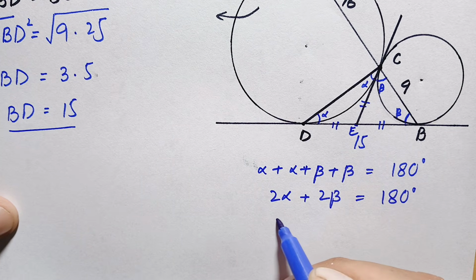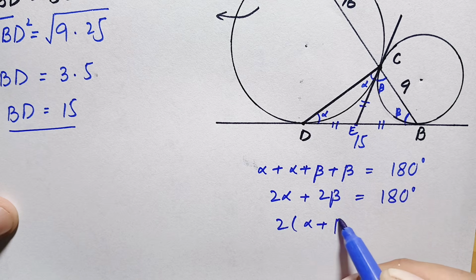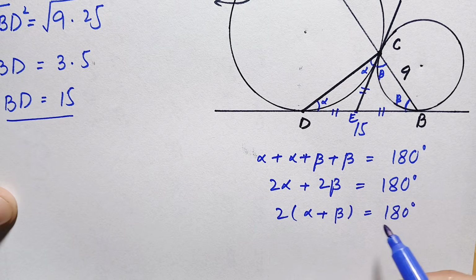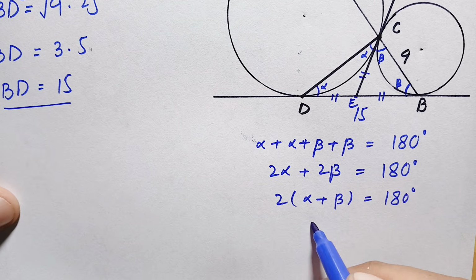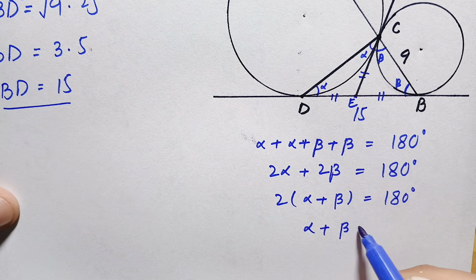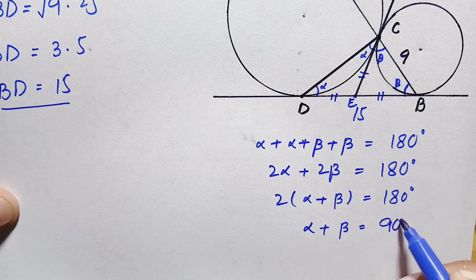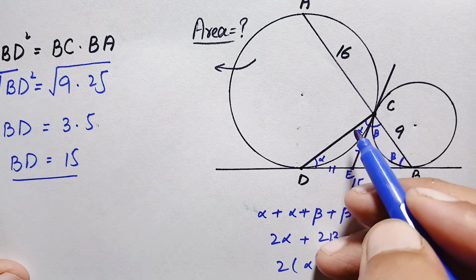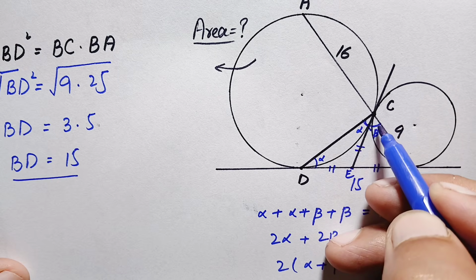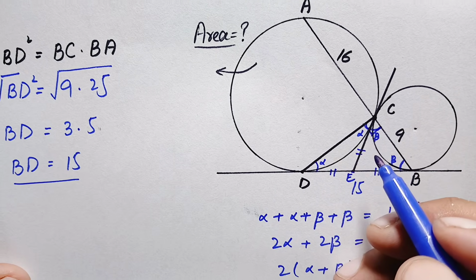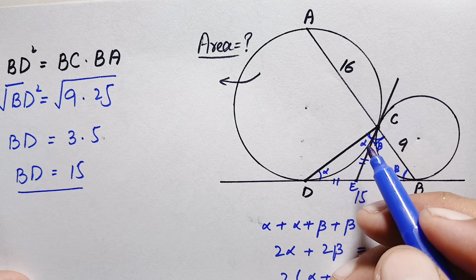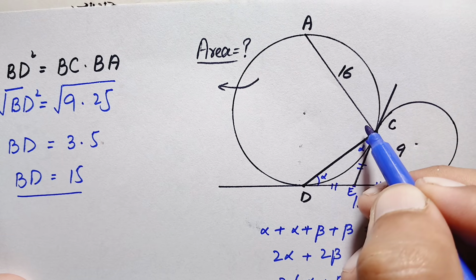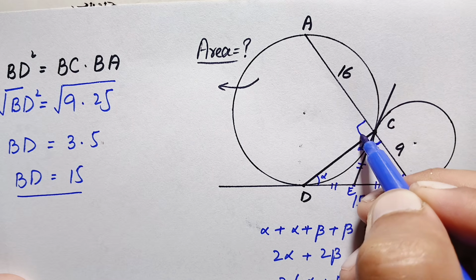Let us take 2 common. So this becomes alpha plus beta is equal to 180 degrees. Now dividing both sides by 2, this gives alpha plus beta is equal to 90 degrees. So here this angle, which is the sum of alpha and beta, is a 90 degree angle, a right angle. And we also know that the angles on a straight line are always 180 degrees. So here this angle is 90 degrees, so this angle will also be 90 degrees.